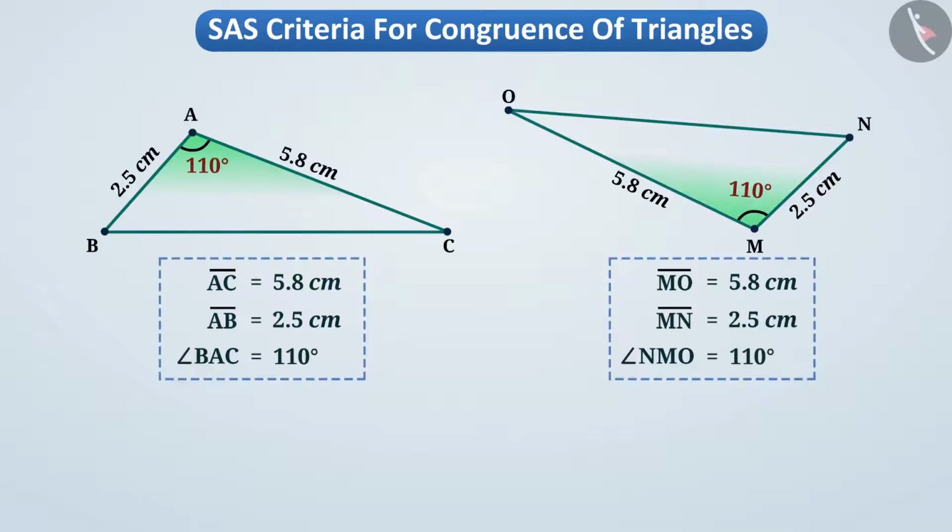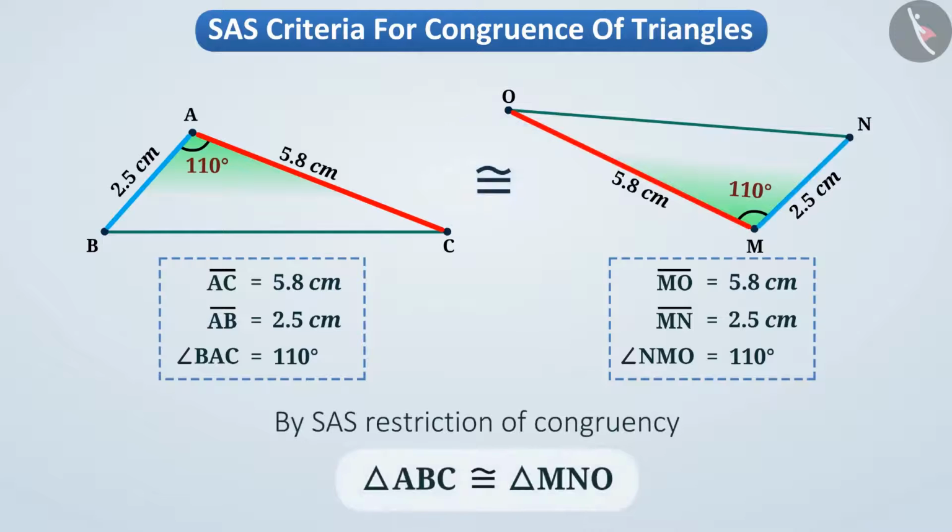Corresponding two sides and the included angle of triangle ABC are equal to those of triangle MNO. Hence, both the triangles are congruent. When superposed, both the triangles cover each other completely. Hence, it proves that triangle ABC is congruent to triangle MNO by SAS congruence criteria of triangles.